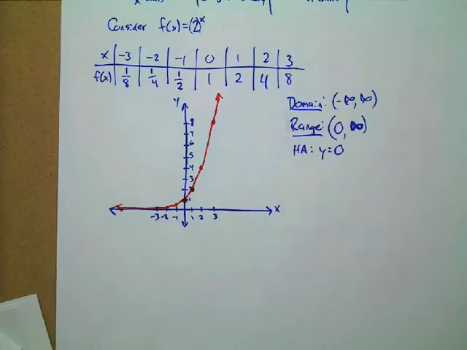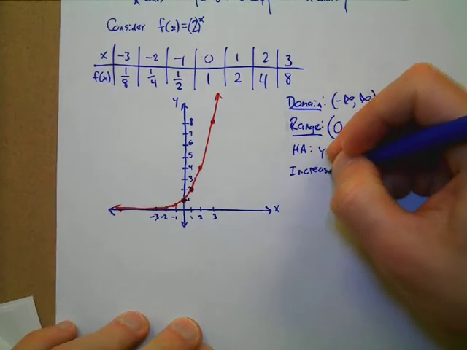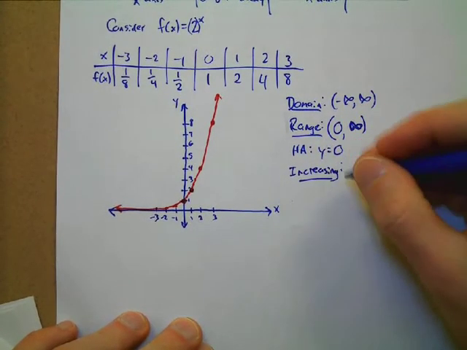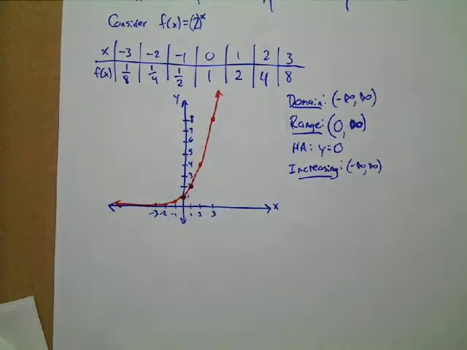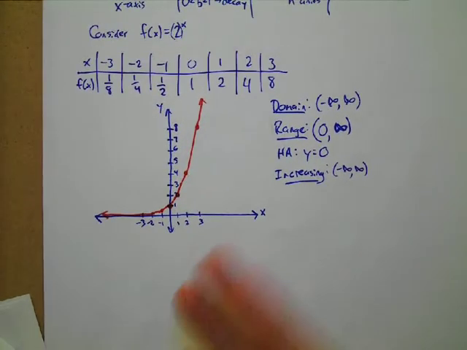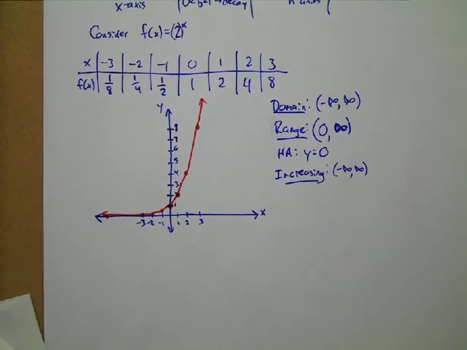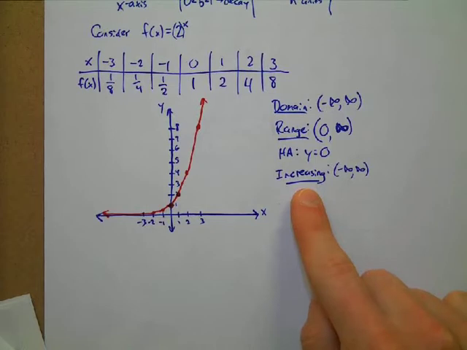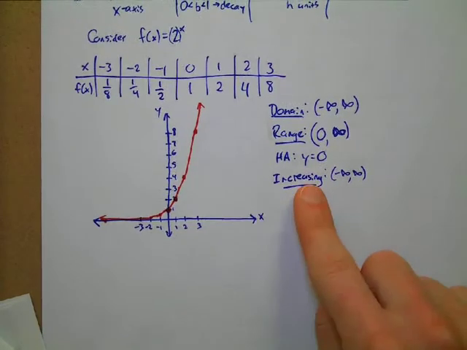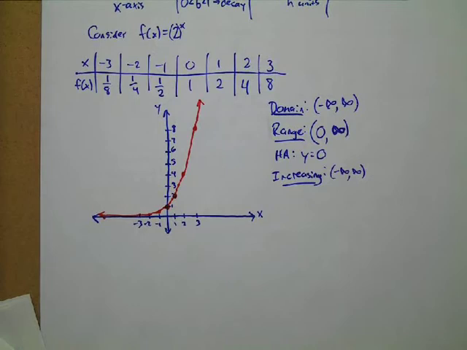Okay, so this is increasing from negative infinity to infinity. And remember, what kind of exponential function is this? Growth or decay? It's growth, right? So shouldn't we expect that if we're going to call this thing a growth function, we would be increasing everywhere? Growth and increasing, they're kind of the same idea there.